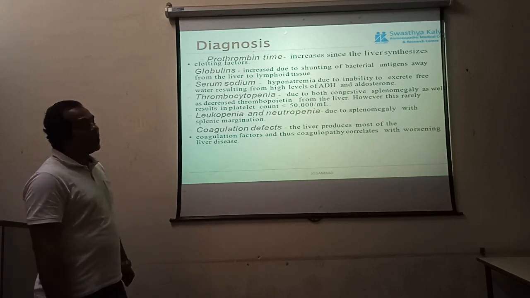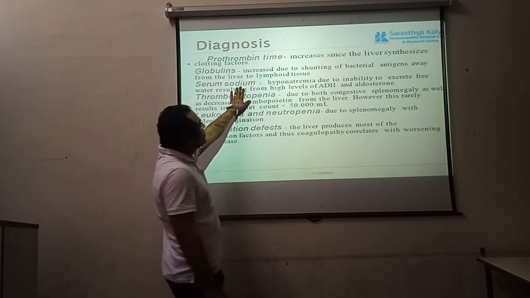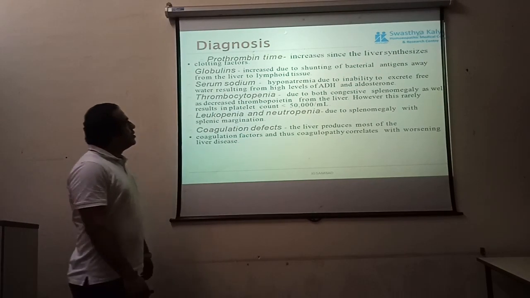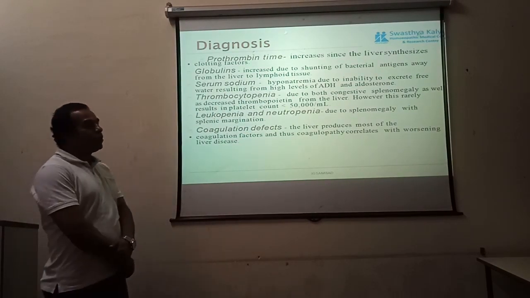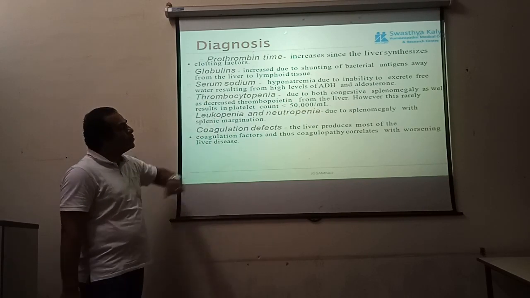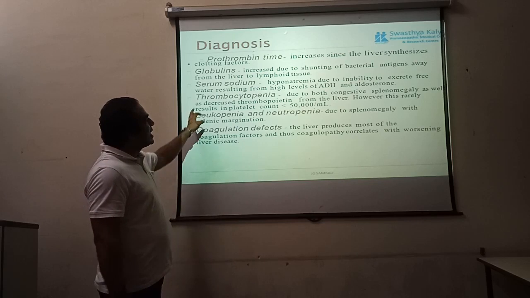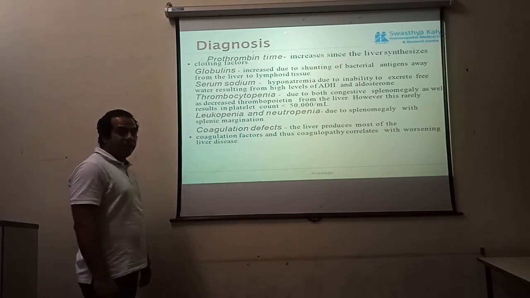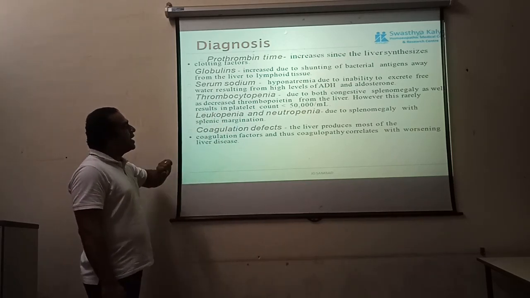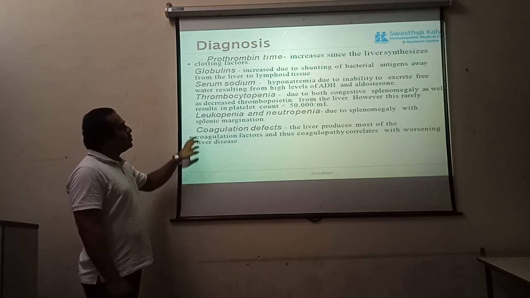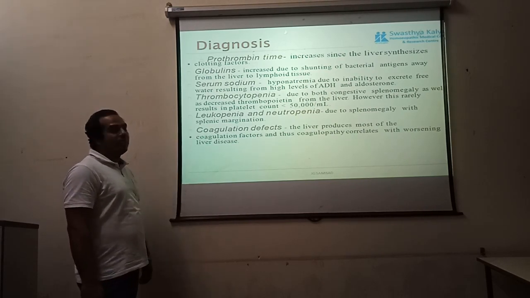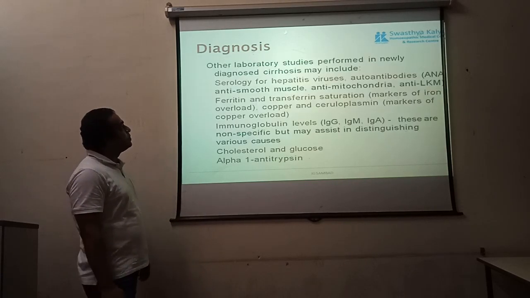Serum sodium: hyponatremia, that is a decreased quantity of sodium, may be found. Thrombocytopenia, that is deficiency of thrombocytes, is due to both congestive splenomegaly as well as decreased thrombopoietin. Leukopenia and neutropenia are due to splenomegaly and splenic margination, and coagulation defects can also be found.